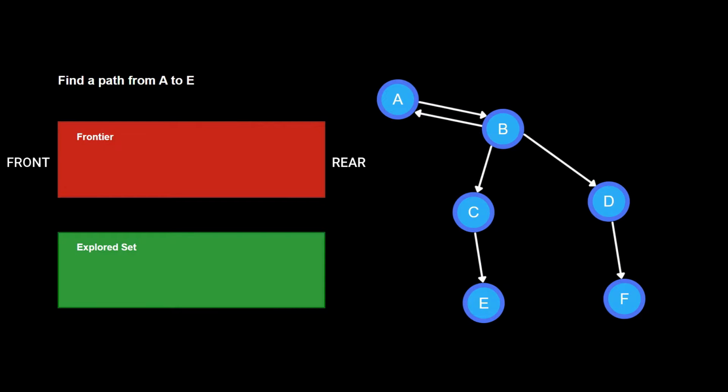Let's start by having node A in the frontier and an empty explored set. Frontier is not empty. Remove node A from the frontier. Node A does not contain the goal state. Add node A to the explored set. By expanding node A, we get node B as resulting node. Node B is not already in the frontier or the explored set. So add node B to the frontier.